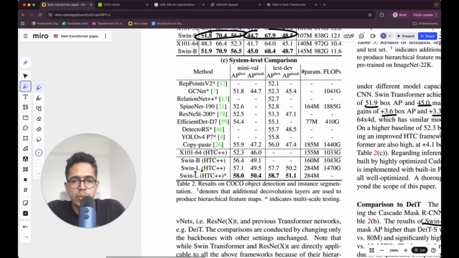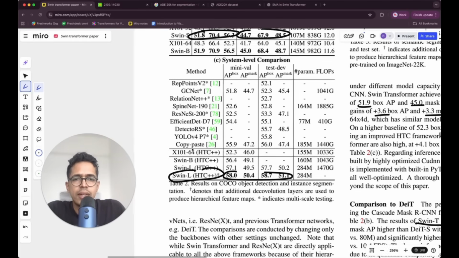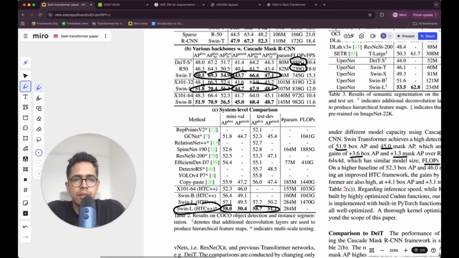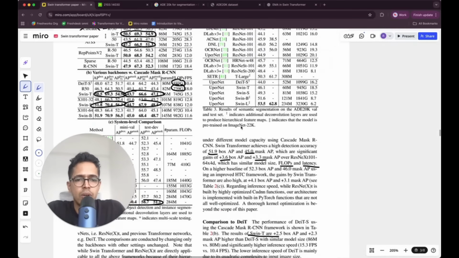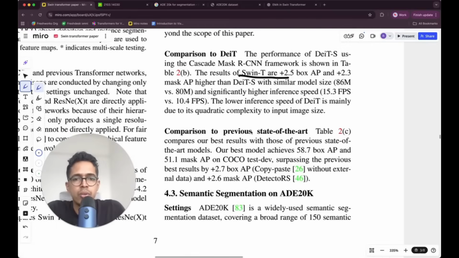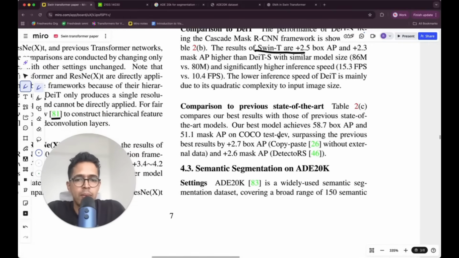And you can see that Swin Large is performing the best in AP, average precision, box average precision, and mask average precision for both. But other than that, I don't think it teaches us a lot of things to just read this table. Let's not spend too much time on it. I'm not too curious about the details of the table as such.